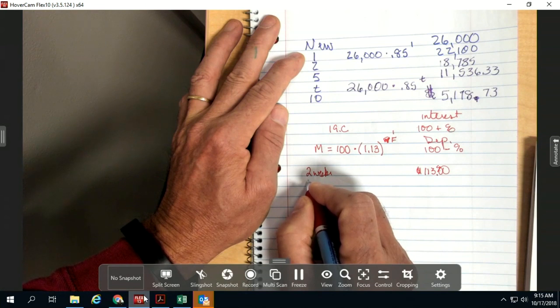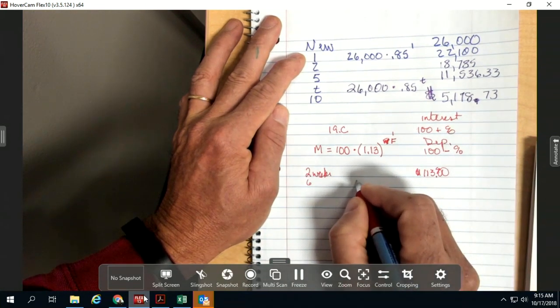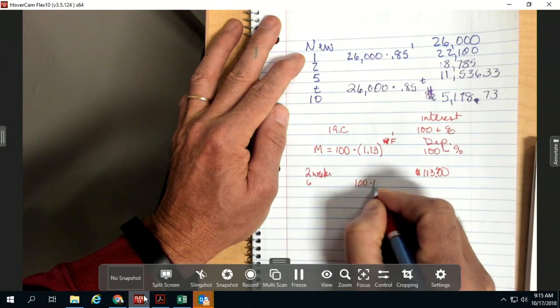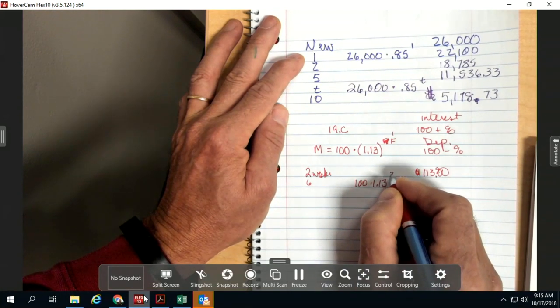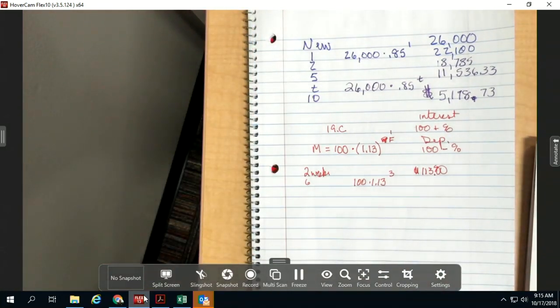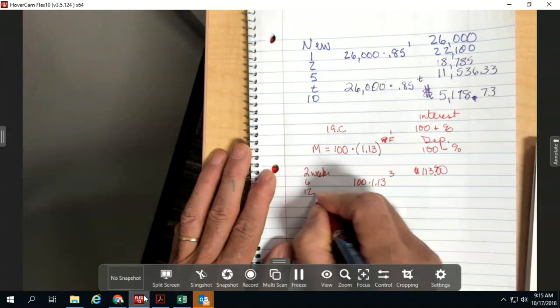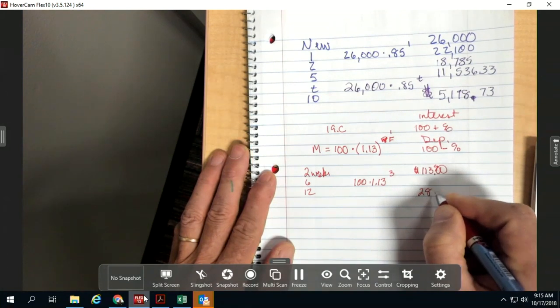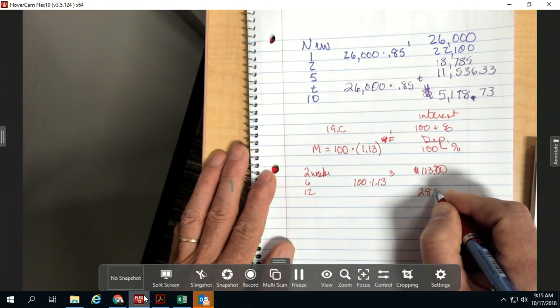Maybe for 6 weeks it would be about 208.20. So you'd take 100 times 1.13 to the third, right? Because it's 3 2-week periods. What do you get when you press that on your calculator? Sorry, I got the same amount. I was thinking 6 periods, sorry, not 6 weeks. So 6 periods would be 12 weeks. And you said 208.20? Yeah.